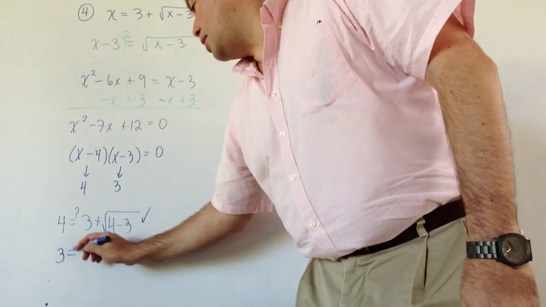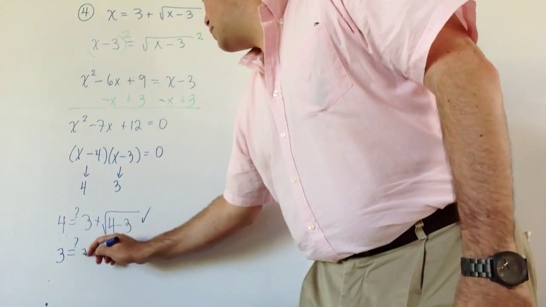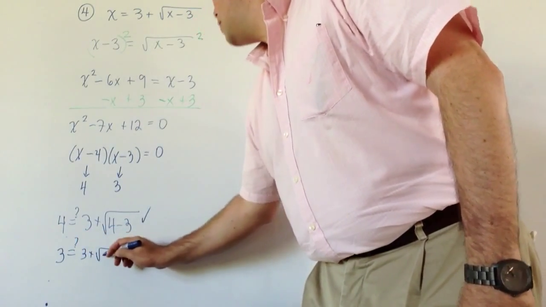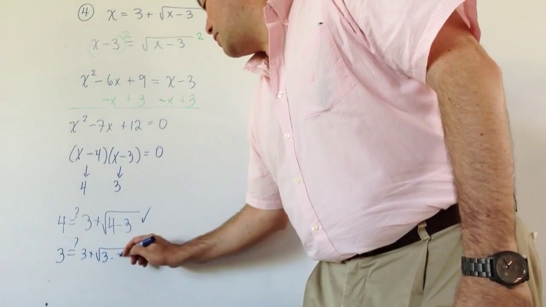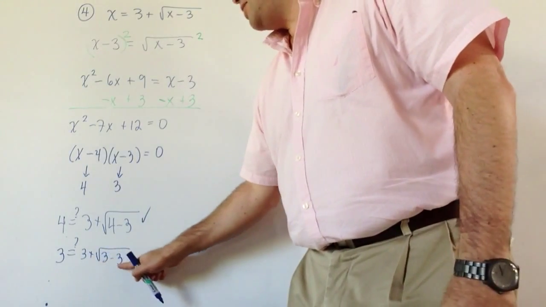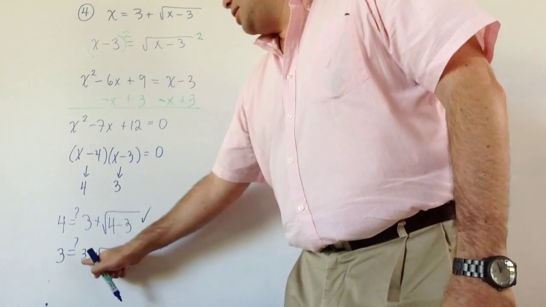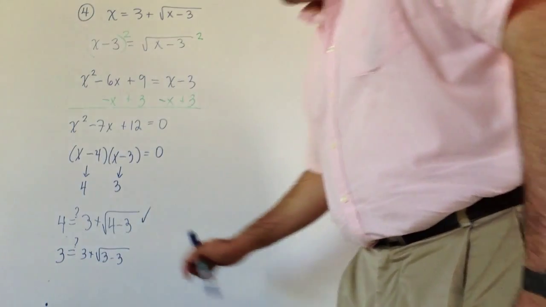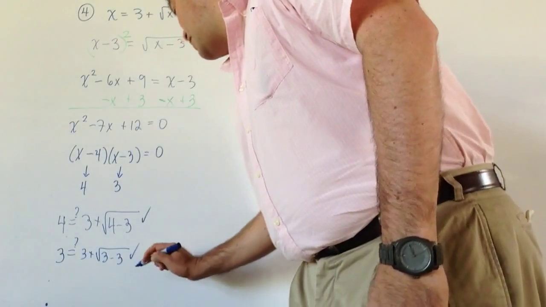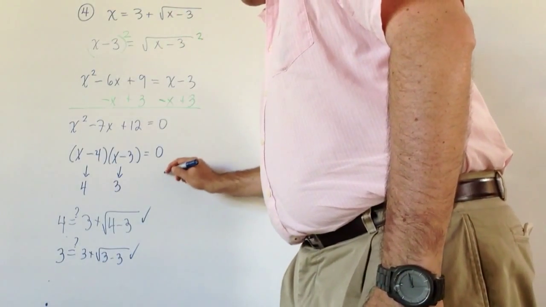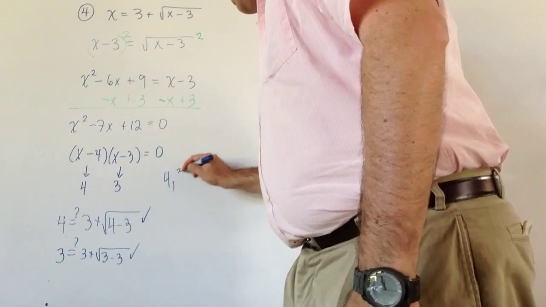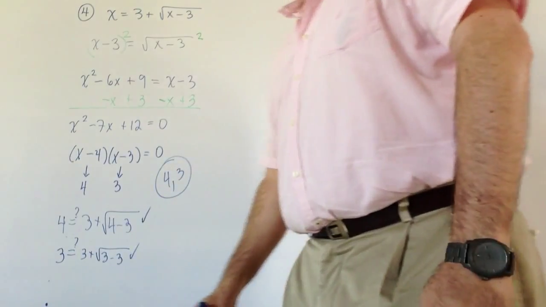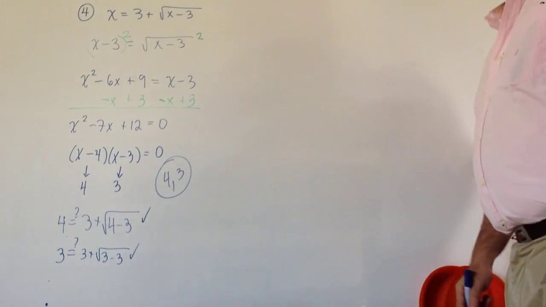How about 3? 3, does it equal 3 plus the square root of 3 minus 3? Well, the square root of 3 minus 3 is 0. Plus 3 is 3. Okay, so in this case, both solutions work. The solution is the numbers 4 and 3. Okay? Let's see another one.